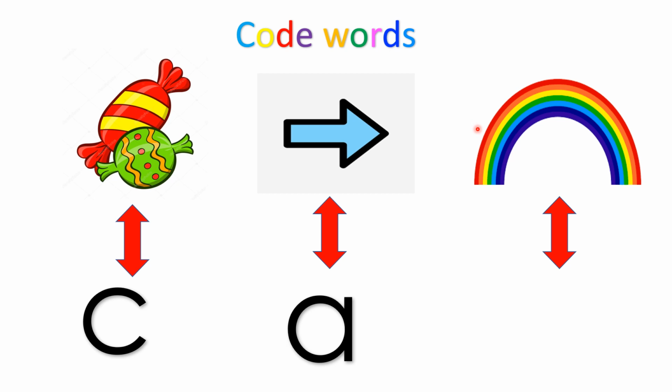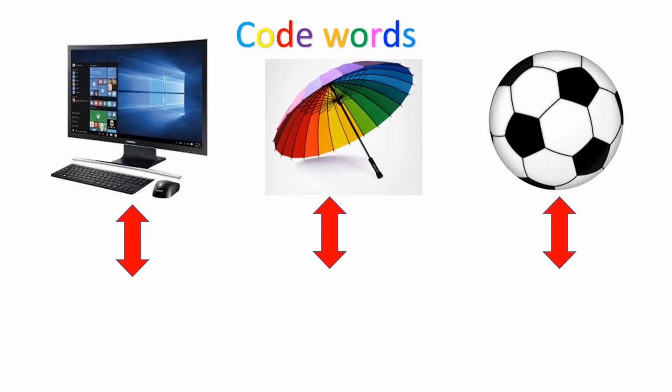Rainbow. With what letter does rainbow begin? Letter R. Very good. What is the code word? What is the word? Car. Car begins with letter C. Now we are continuing with the next part. What is the beginning sound of computer? Computer. Letter C.